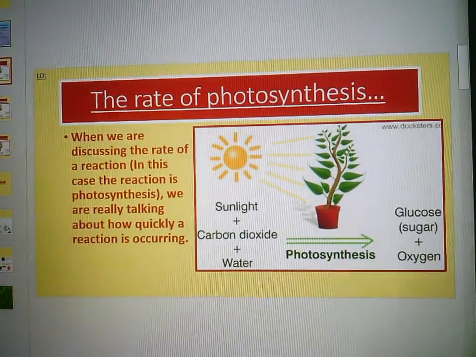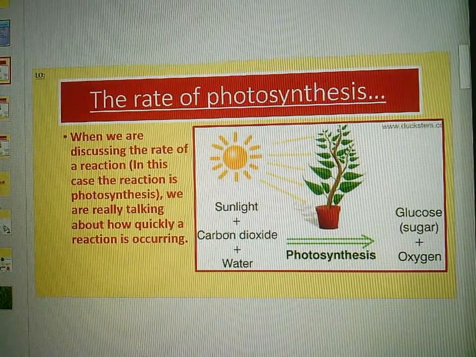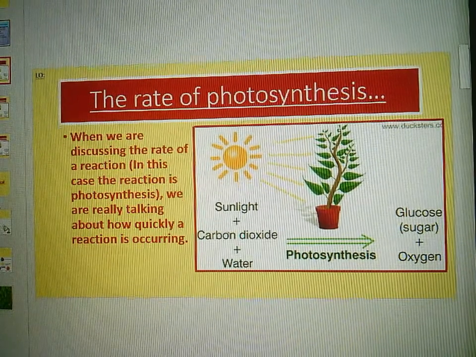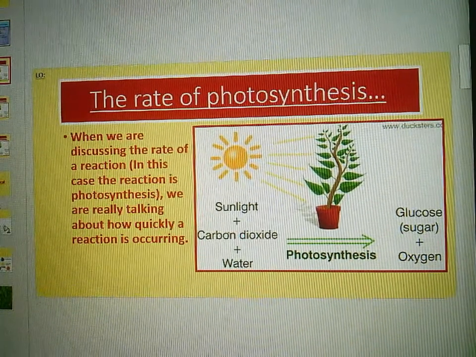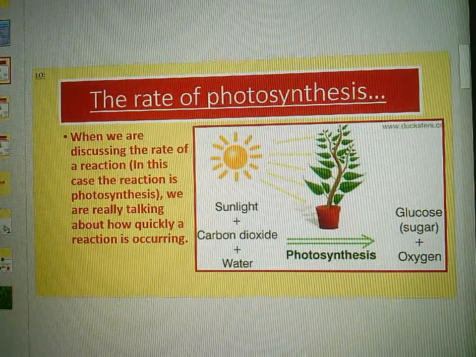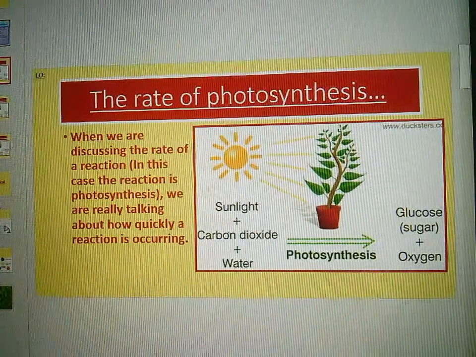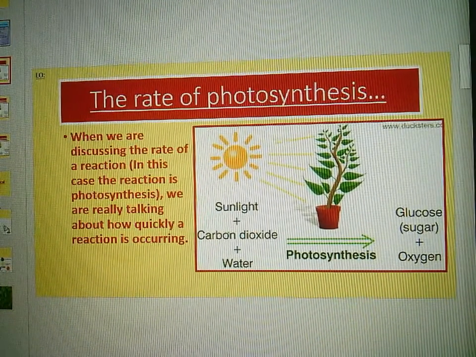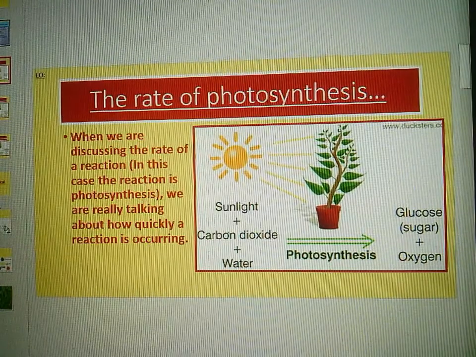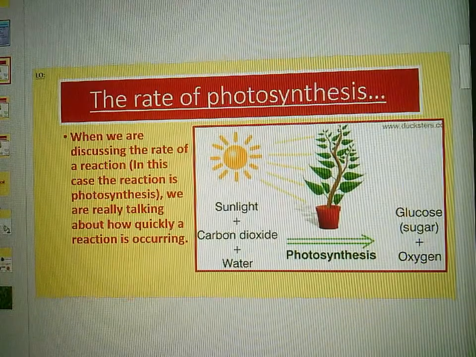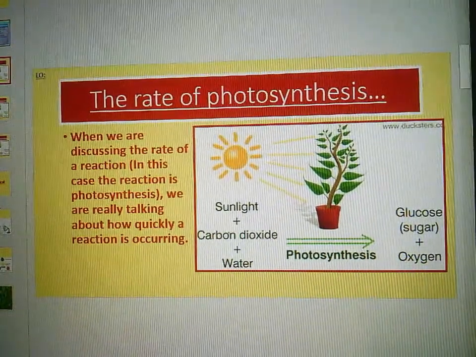So first of all, we need to know what the word rate means, and again this might be something you've come across in chemistry. The rate of reaction is how fast something happens. So the rate of photosynthesis is basically how much photosynthesis is happening in what space of time. How quickly is photosynthesis happening? How much photosynthesis is happening within 1 second? Those kinds of questions, that's the rate.